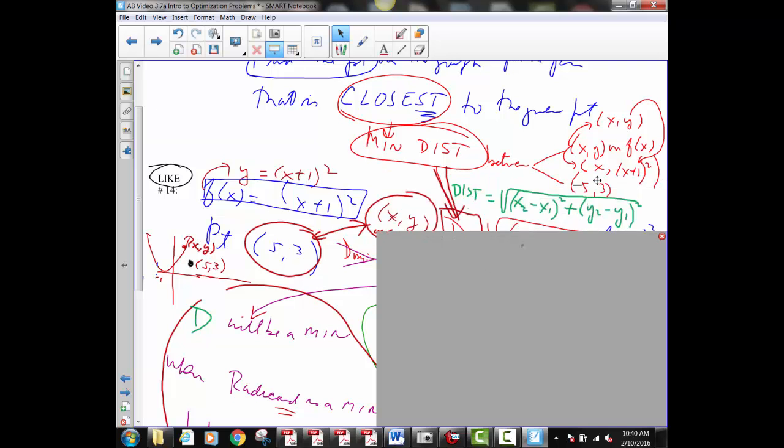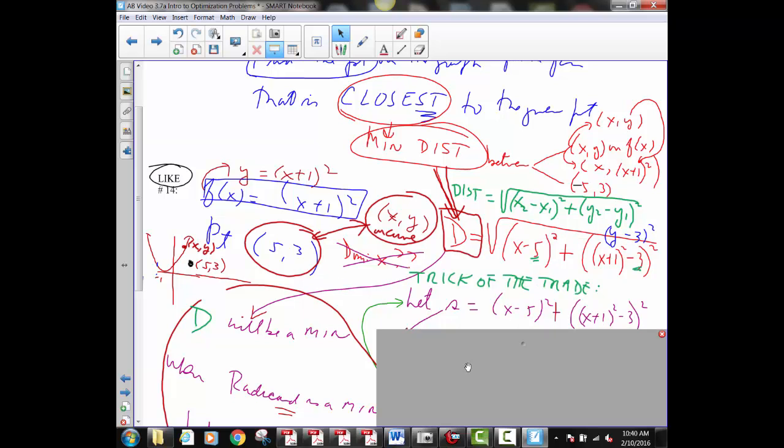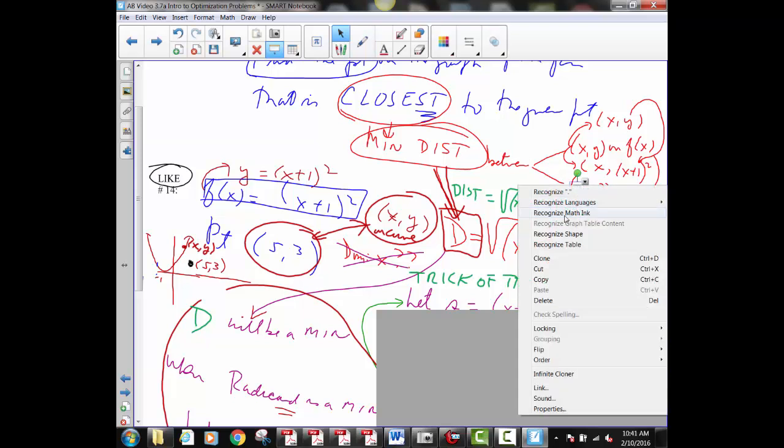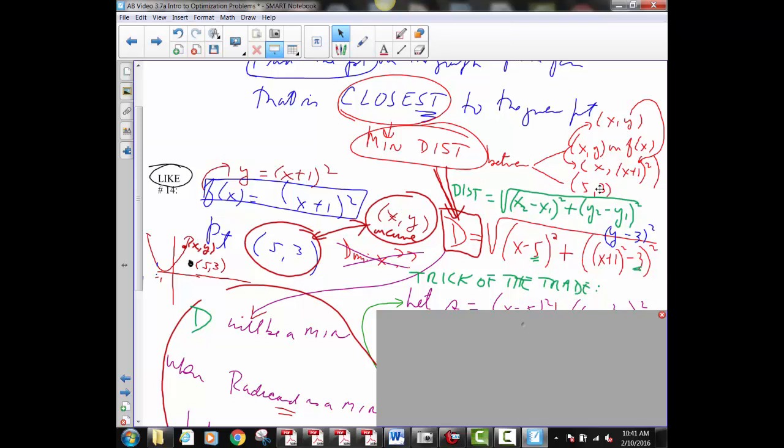Okay, so the distance will be the distance between the point xy on the curve and the point 5,3. Now, that point xy, keep in mind that your y on that graph is actually x plus 1 squared, so it's really the point x comma x plus 1 squared.